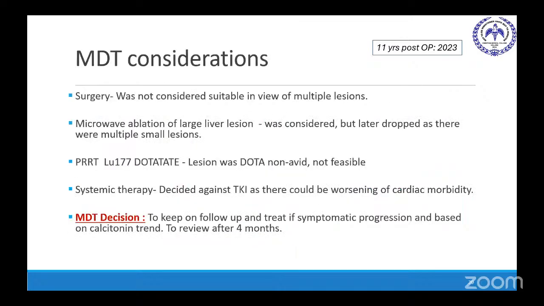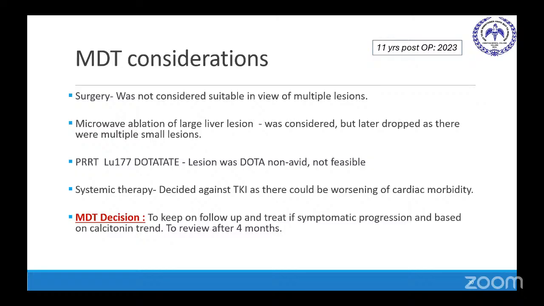So in the MDT, it was decided that surgery was not feasible because there were multiple liver lesions. Same for the microwave ablation also, as there were multiple liver lesions. Because the lesion was not evident in the dotatate PET, PRRT was out of question. And because of his pre-existing cardiac morbidity, systemic therapy was also not undertaken at that time. So it was decided to keep him on follow-up and to treat if there was symptomatic progression and based on the calcitonin doubling time. He was asked to review in 4 months.